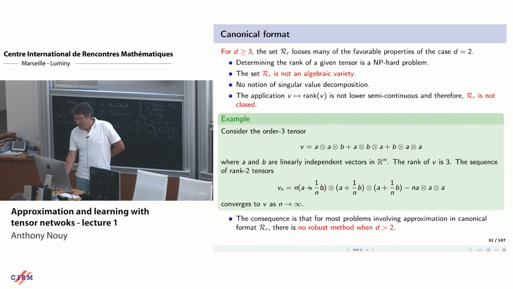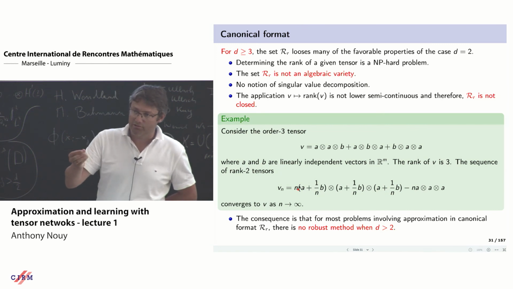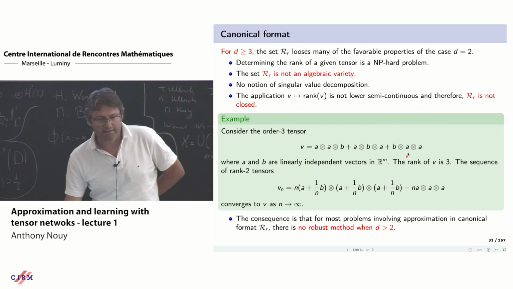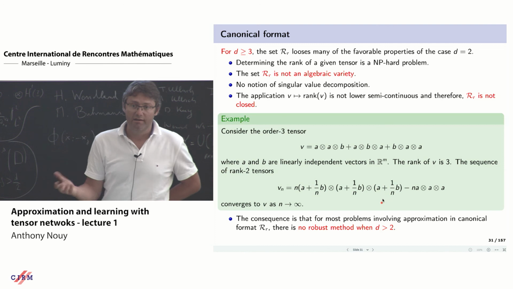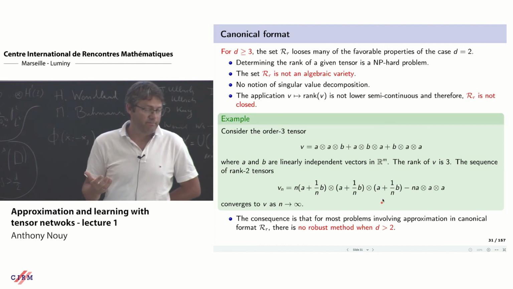Okay, but by multilinearity, you can expand this and very easily see that when n goes to infinity, you will converge to V. So we have found here a sequence of order 3 tensors with canonical rank 2 that converge to a tensor of rank 3. That shows that the set of tensors with canonical rank bounded by 2 is not closed.